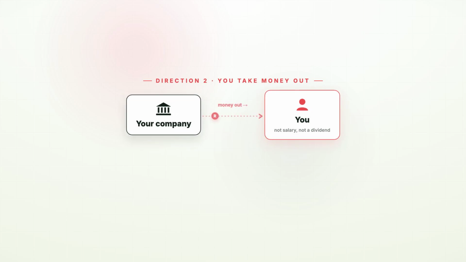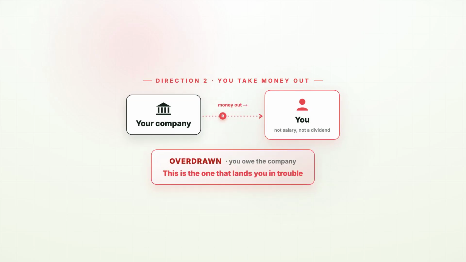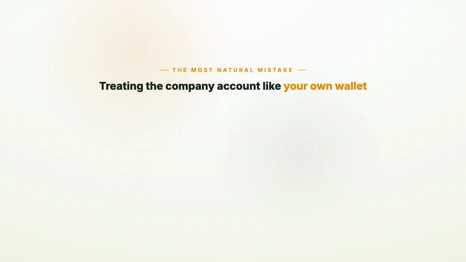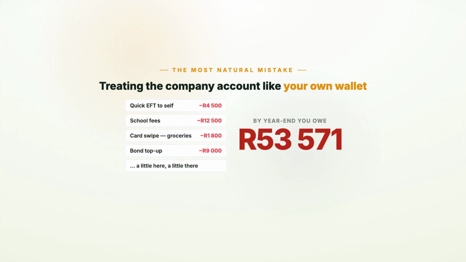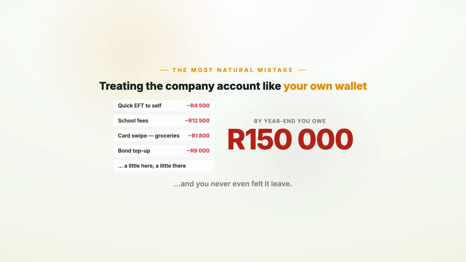Direction 2. You take money out that isn't salary or a dividend. The arrow flips, and now you owe the company. That's an overdrawn loan account, and that is the one that lands business owners in real trouble. And it's the most natural mistake in the world. You treat the company account like your own wallet. A little here, a little there. By year end, you owe the company 150,000 Rand, and you never even felt it leave.